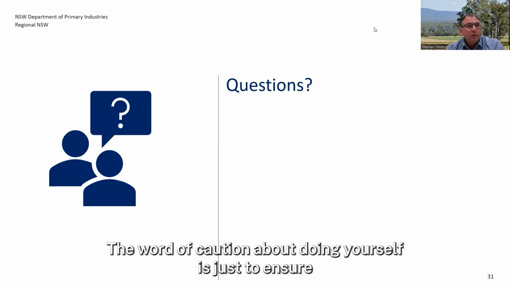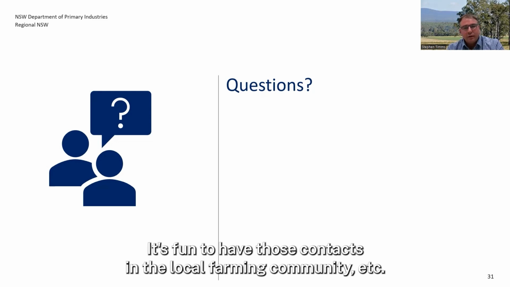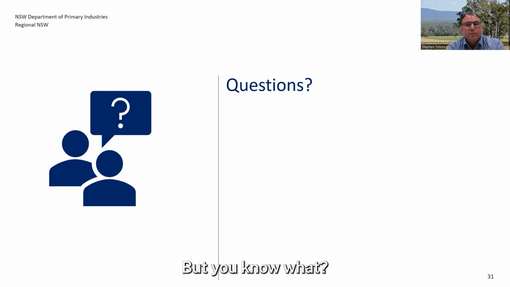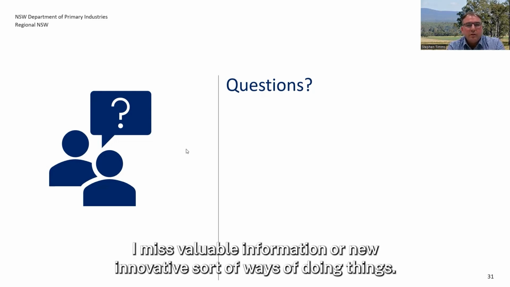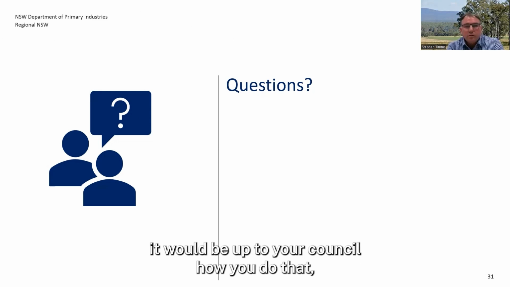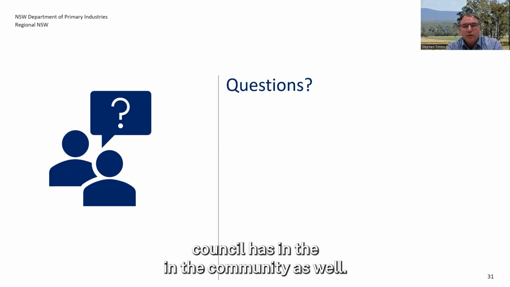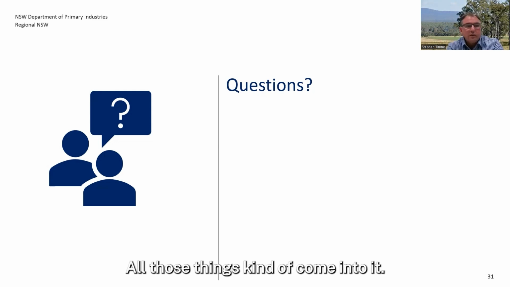The word of caution about doing it yourself is just to ensure that you reach those other groups that you might not otherwise. It's fine to have those contacts in the local farming community, et cetera, but you don't want to miss valuable information or new, innovative ways of doing things. So just make sure you've got all that covered. There's no particular reason. It'll be up to your council how you do that, what sort of relationship you've got, what sort of standing council has in the community as well. All those things come into it.